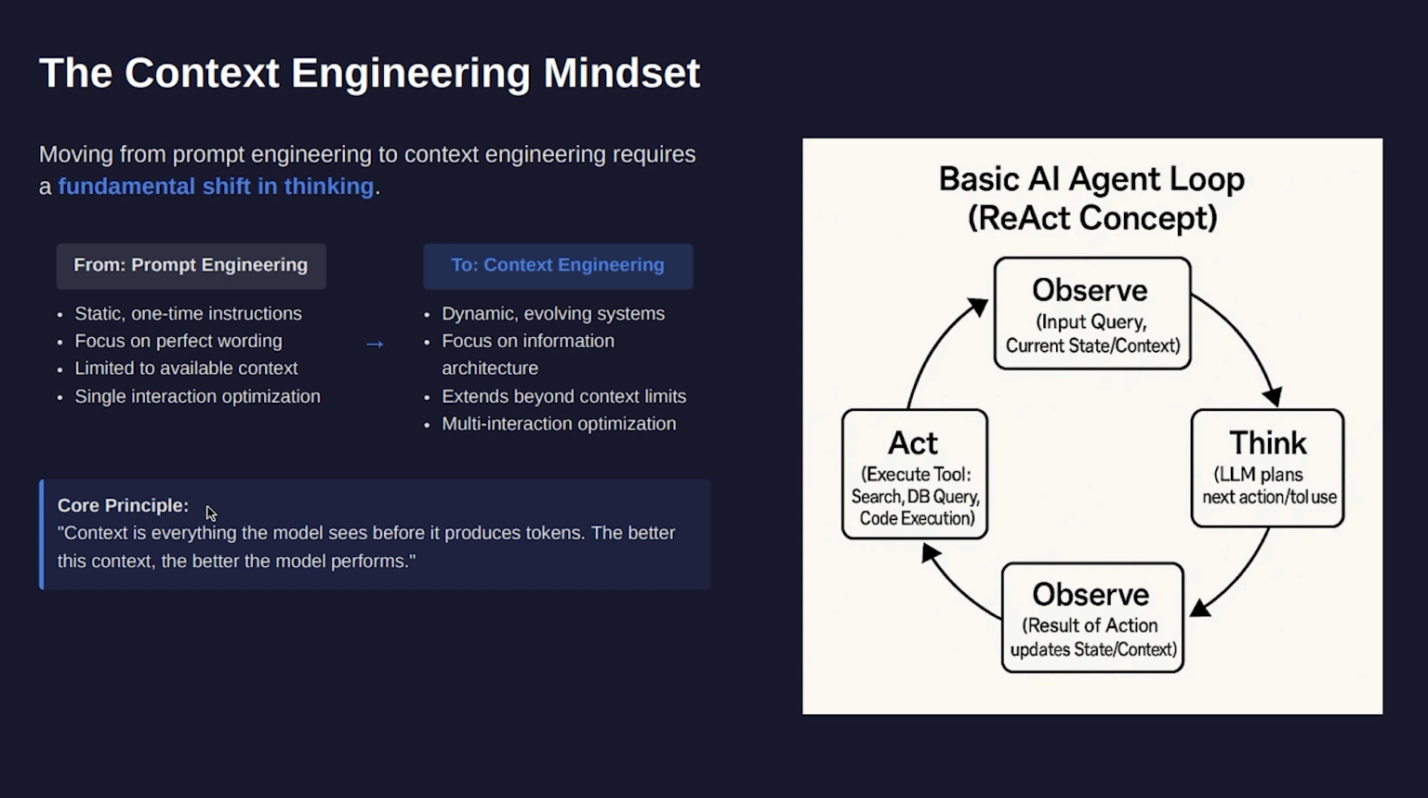However, context engineering is dynamic and it is about evolving systems. The focus shifts into providing the correct information and extending the model's use case again over its context limits, which is usually hundreds of thousands of tokens up to millions of tokens. And it's for multi-interaction optimization. So meaning when you interact with an agent or an LLM to solve a task that is complex and you have to interact with it multiple times.